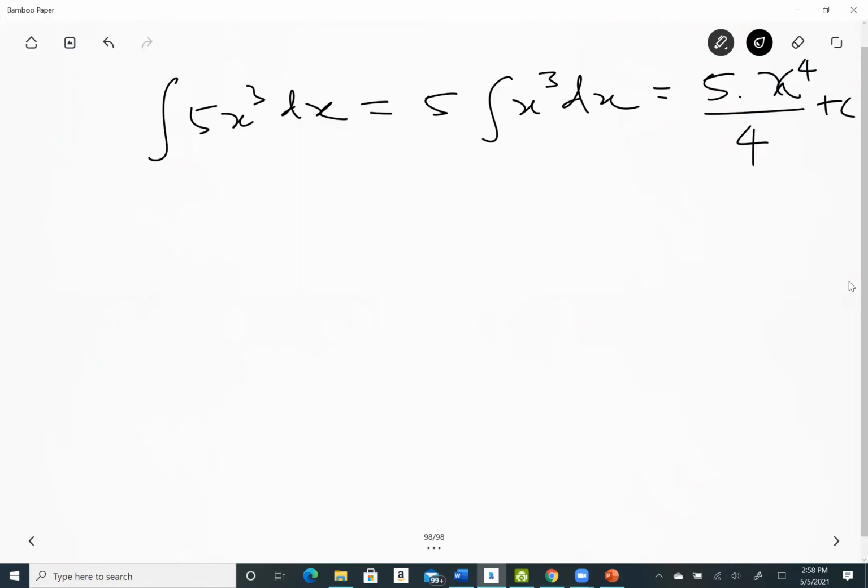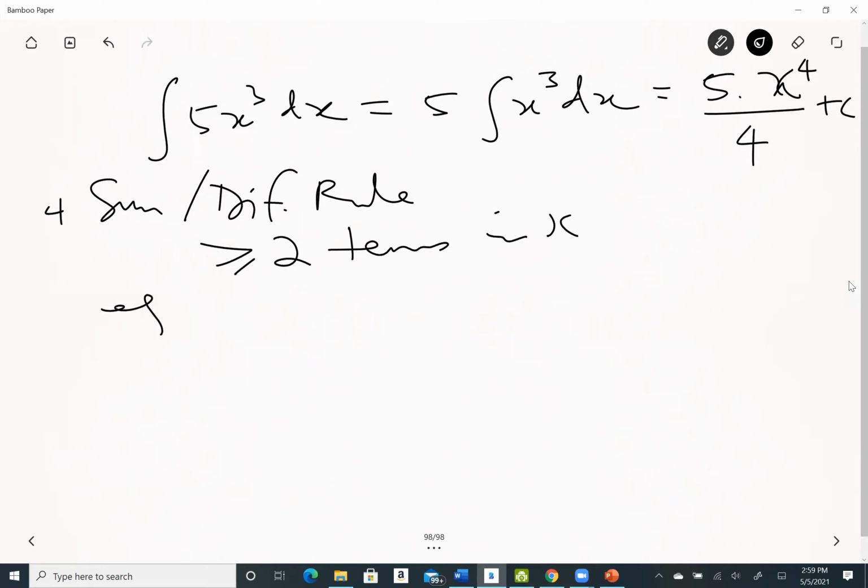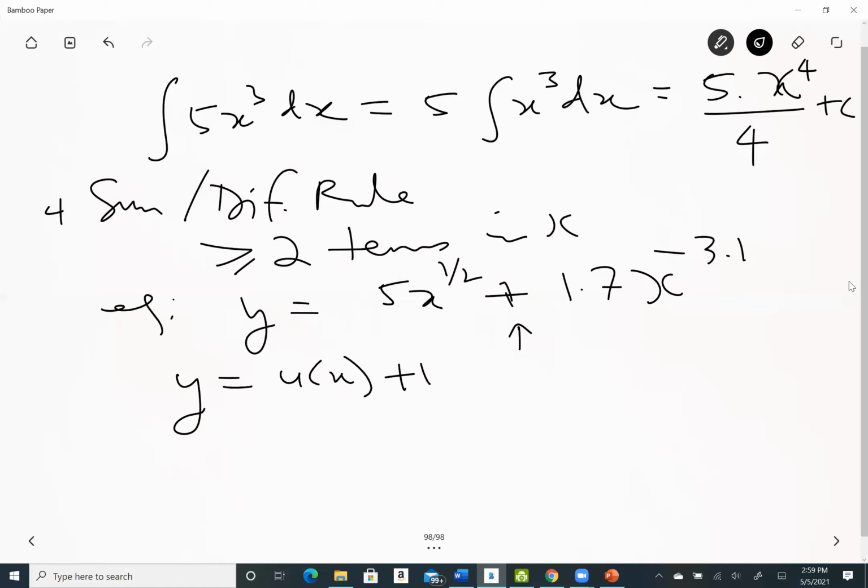Now rule number 4 is the sum and difference rule. Now, if you have two terms in x, or more than two terms in x, for example, if you have y equal to 5x to the power of 1/2 plus 1.7x to the power of -3.1. We don't want to put negative yet because we want to consider the sum. So you have your sum, two terms, or you can have more than two, doesn't matter. So what is the rule? The rule is the following. What you have is y equal to u of x plus v of x. So think of the u and v as terms in x, functions of x.